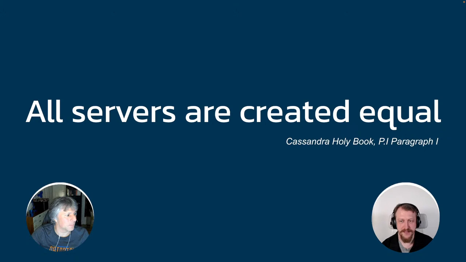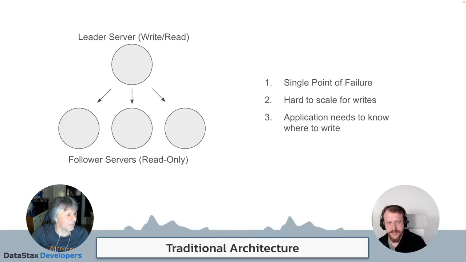Then, introduction to Apache Cassandra. We discussed the features, but how does it all work? All servers are created equal. What does that mean? Traditional architecture of database management systems follows master-slave or leader-follower architecture. That means there is one server where you can both write and read, and there are other servers where you can read only.